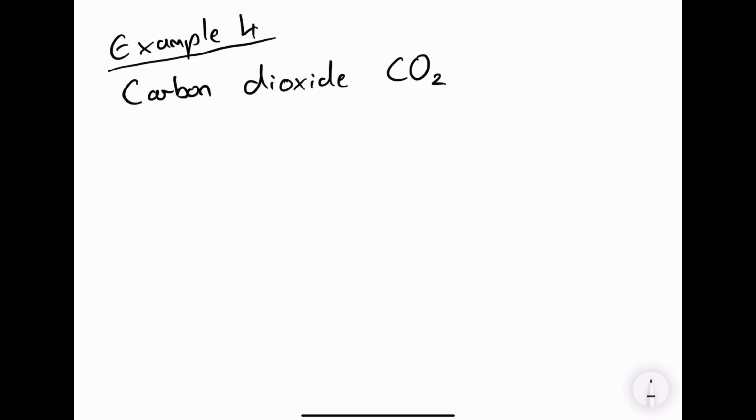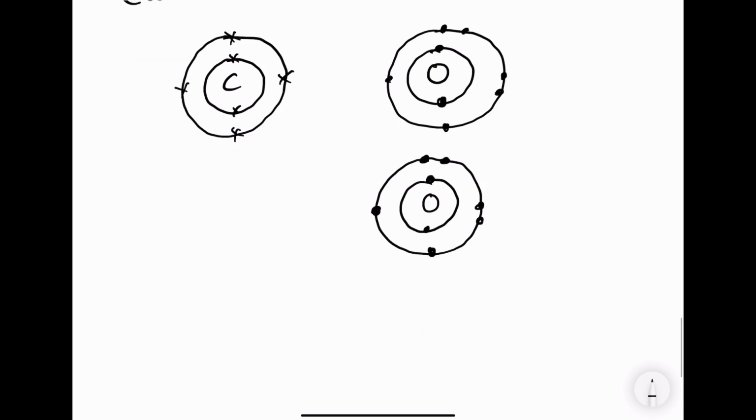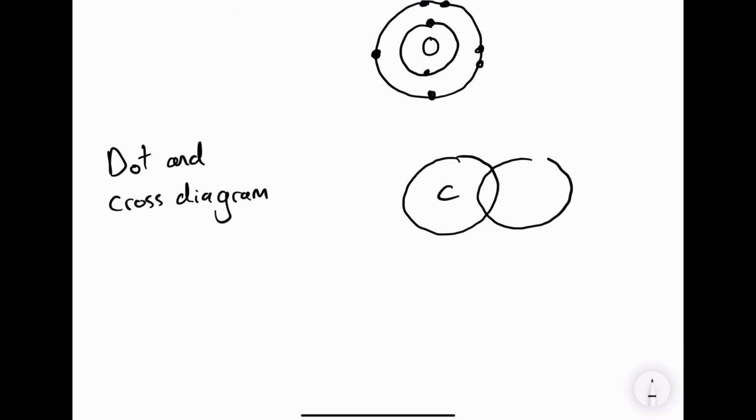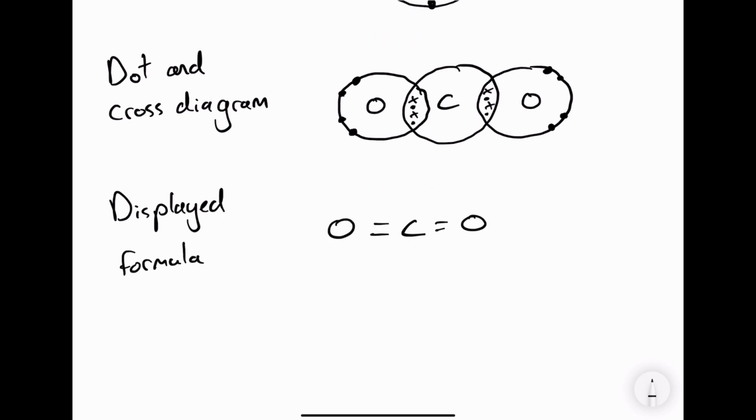The last example we're going to look at is carbon dioxide, CO2. So I'm going to draw the electron configurations of carbon and oxygen now. Now, as you can see from the molecular formula, there are two oxygen atoms in a molecule of carbon dioxide, so we need another oxygen atom. Now, when these form covalent bonds, they're going to form a dot and cross diagram that looks something like this. Carbon forms 4 covalent bonds, 2 with each oxygen atom. So the displayed formula would look something like this. And the molecular formula would look something like this.